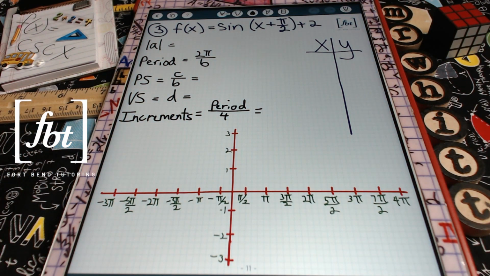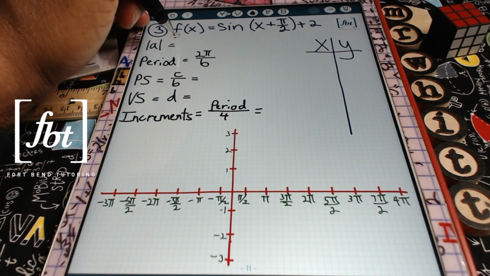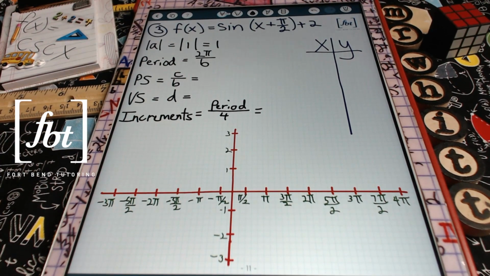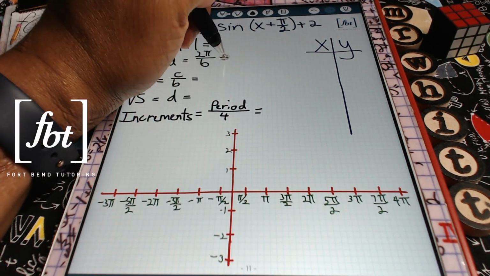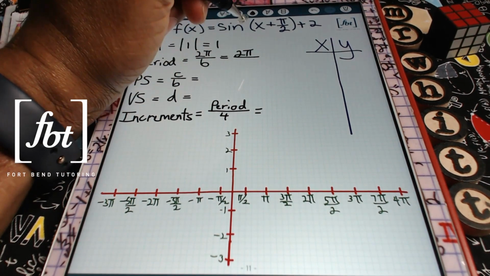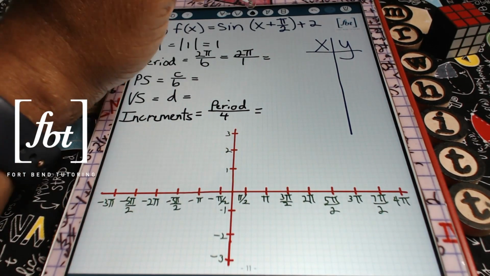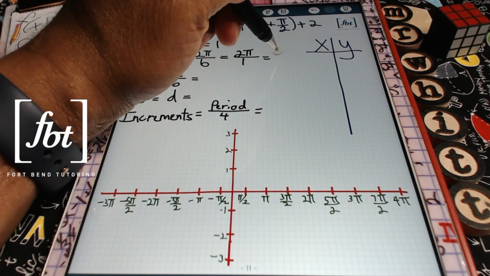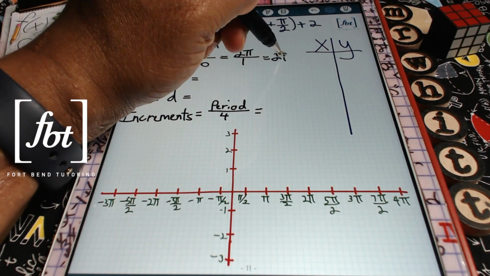All right, so here we have it. With our f of x equals sine of x plus pi over 2 plus 2, we know that the amplitude is going to be the absolute value of the a value. Well, the a value for this function is 1. So the absolute value of 1 is 1. Our sine function will have an amplitude of 1. The period is going to be 2 pi divided by b. So we'll have 2 pi, and then our b value is 1. Notice that the coefficient in front of the x variable is 1. Therefore, the b value is 1. So this simplifies to give us a period of 2 pi.